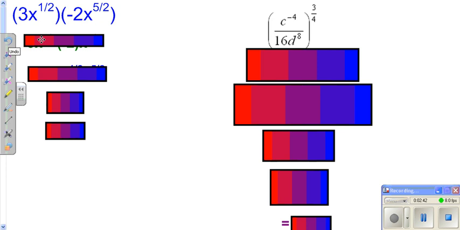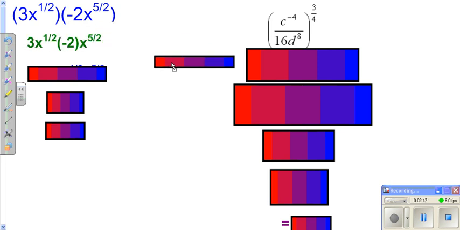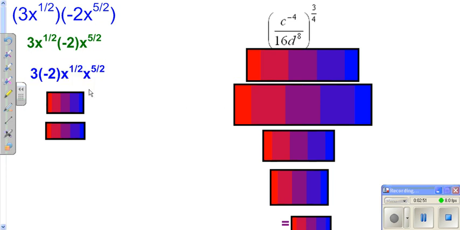Here, once again, multiplication between and in the parentheses, so parentheses aren't really needed. Multiply in any order you want, so put the numbers together, put the variables together, multiply the numbers. Then you want to multiply your variables, which means you got to add your exponents. A half plus 5 halves is 6 halves, which reduces down to 3.